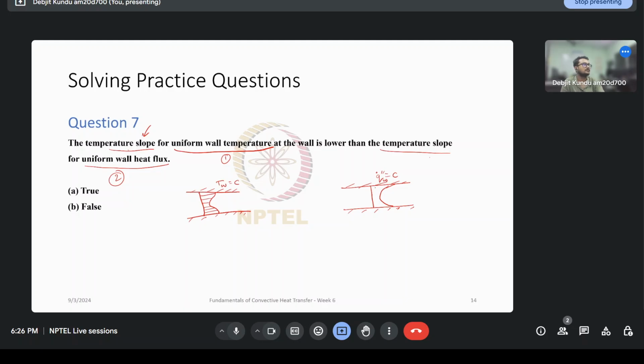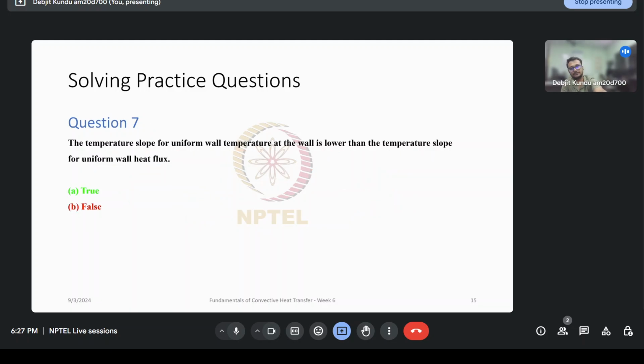So if we now take a closer look at the slope of temperature near the wall, because that determines what will be the actual heat loss or the rate of convective heat transfer as well as the Nusselt number. Now, that slope in this case you can see is much flatter than this line. This is much sharper. So that means that this statement is true. That is, for the first case, the temperature slope is actually lower than the second case.